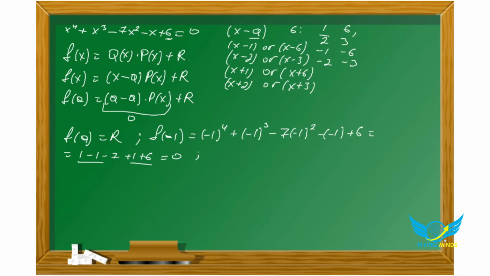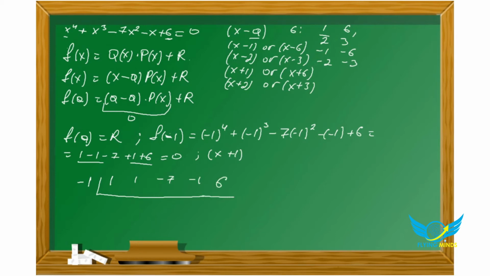So the first factor is x plus 1. Now we need to do division, and we're going to use synthetic division. Guys, if you don't remember how to do synthetic division, you need to review it. I'm not going to explain it here, because our goal is to divide. So negative 1, and we write down the coefficients of the terms of this polynomial: 1, 1, negative 7, negative 1, and 6.